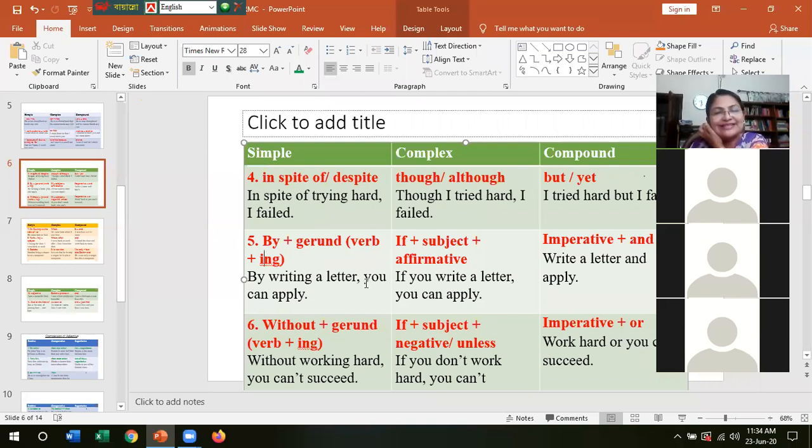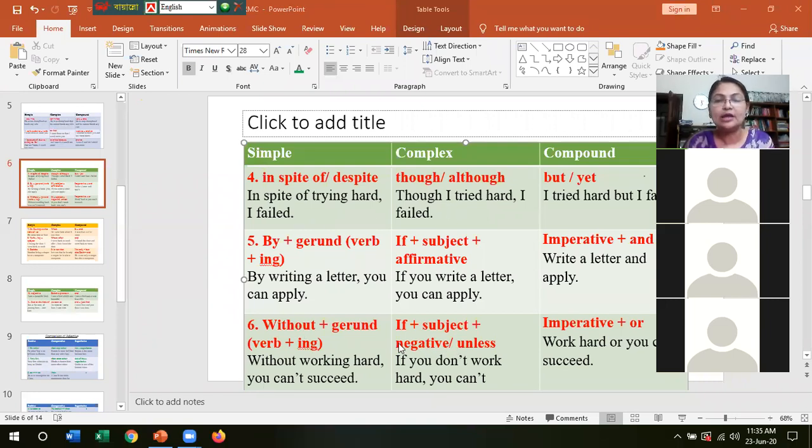Then rule number six, without plus gerund plus verb plus ing. The same thing, but instead of by, there is without. Without working hard, you can't succeed. This is an example of a simple sentence because there is only one subject, you.